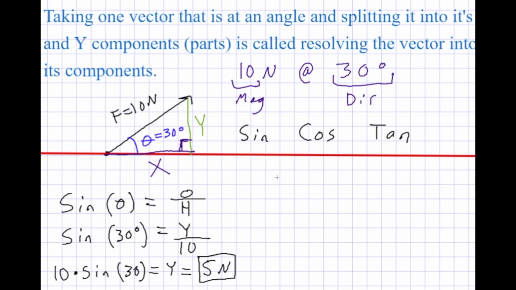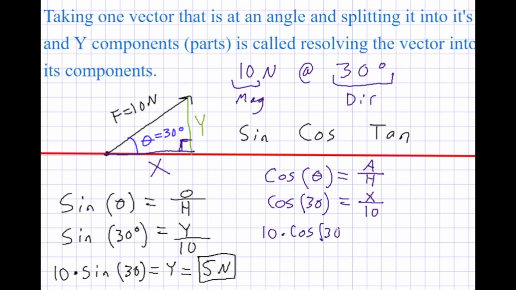Now we do the same thing, but we solve for x. So I have cosine of theta is equal to adjacent over the hypotenuse. I plug in my numbers. Cosine of 30 is equal to adjacent, which I don't know, but we said the adjacent is my x, over the hypotenuse, which is 10. I multiply the 10 over just like I did before. I simplify and solve. I find out that x is equal to 8.66 newtons.